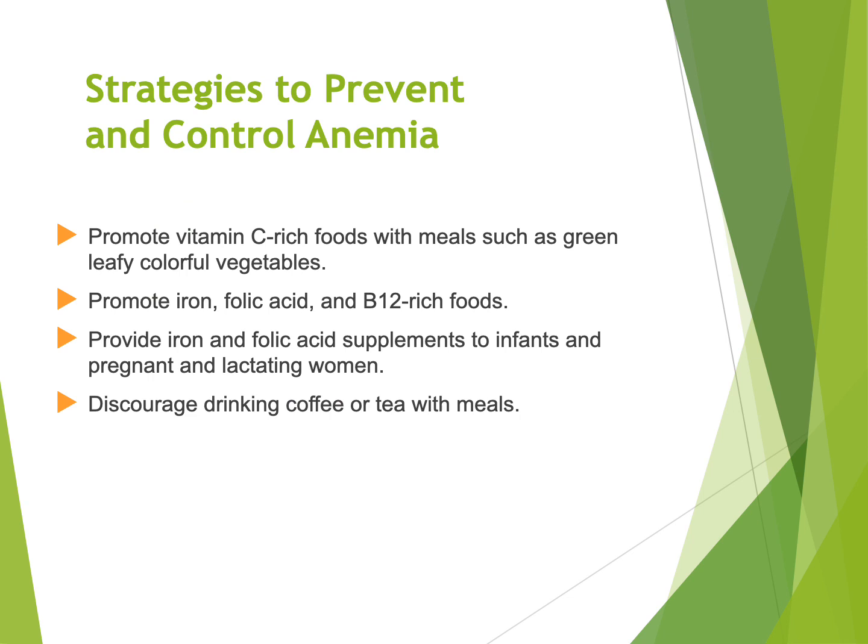In this slide, we talk about some strategies to prevent and control anemia. As a first strategy, you can promote vitamin C rich foods with meals, such as green leafy colorful vegetables. Also promote iron, folic acid, and B12 rich foods. Provide iron and folic acid supplements to infants and pregnant and lactating women. Also discourage drinking coffee or tea with meals.